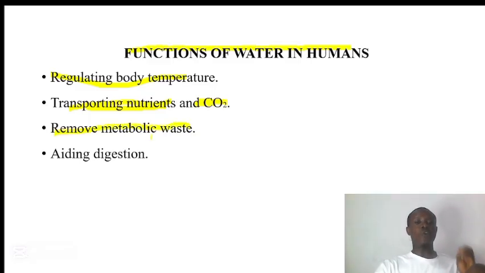For example, urine is made up of mostly water, and water aids in digestion of food. In fact, after eating, if you don't drink a lot of water or if you don't drink any water, you sleep overnight. When you wake up, you can experience what we call constipation. That tells you that water is needed in the process of digestion. In fact, digestion is a hydrolysis process.